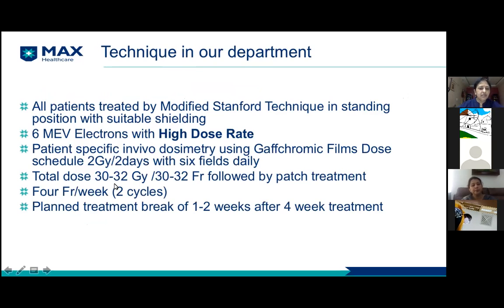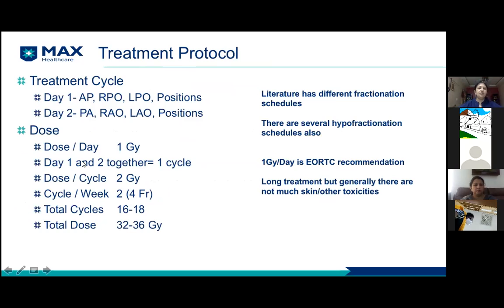We give a dose of 30 to 32 gray in 30 to 32 fractions, followed by patch treatment. We give 4 fractions per week. If required, we give a planned break of 1 to 2 weeks after 4 to 6 weeks of treatment. This is how our treatment cycle is. So on day 1, patient gets AP, RPO, LPO positions. On day 2, patient gets PA, RAO, and LAO positions.